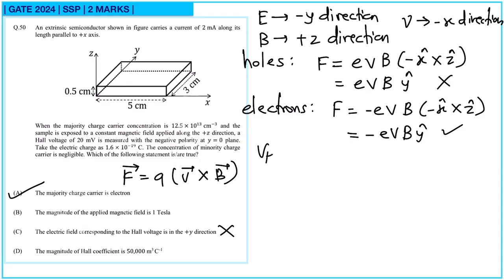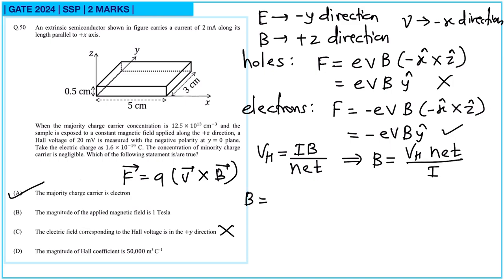Now Hall voltage is equal to IB upon NET. I is the current, B is magnetic field, N is majority charge concentration, E is charge on electron and T is the thickness and VH is Hall voltage. So from here B is equal to VH into NET upon I. So B is equal to, Hall voltage is given, that is 20 millivolt, so 20 into 10 raised to minus 3.